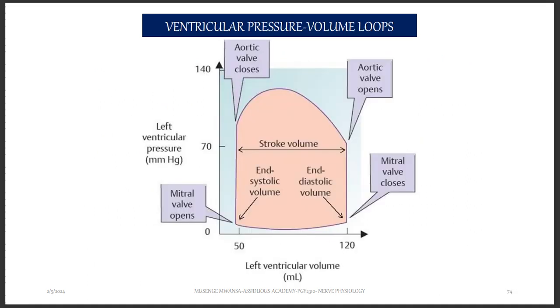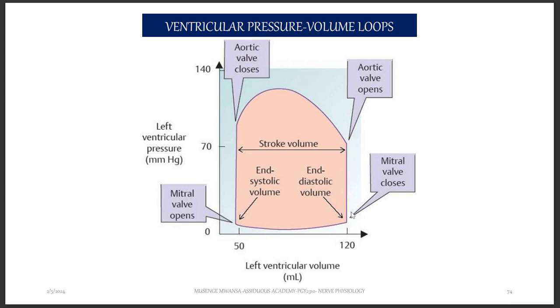So if you look at the ventricular pressure-volume loop, look at this. Here we're talking about the pressure in the left ventricle, and then the volume in the left ventricle. So what happens is that there's going to be a period when the ventricles are getting blood. Blood was 50, now it's 120. We are getting blood, but the pressure in the ventricles is not increasing. You are just filling the ventricles.